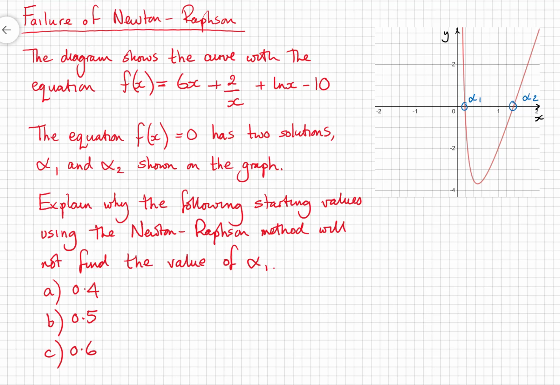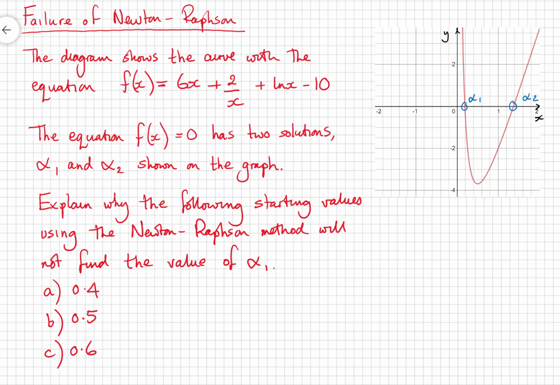And we're going to be using Newton-Raphson and trying to find out why for the values 0.4, 0.5 and 0.6 the Newton-Raphson method fails to find the value of alpha 1. I'm using this example to show reasons for the failure of Newton-Raphson, rather than immediately showing you the situations in which failure occurs, because it's always best to do a little bit of analysis to support the conclusions that you have regarding the failure of any of these numerical methods.